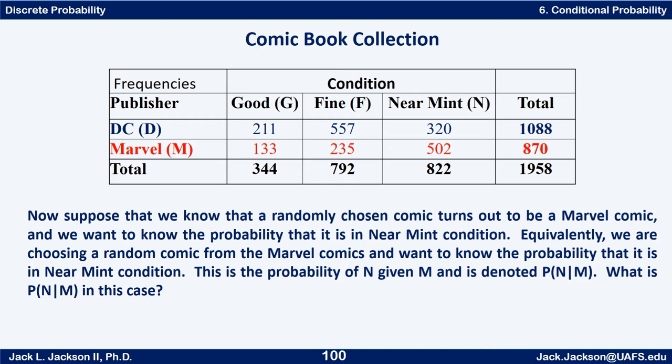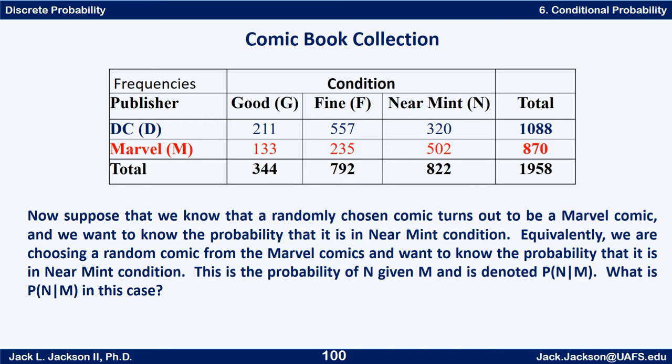Or equivalently, if we're choosing a random comic just from the Marvel comics, what's the probability that it's in near mint condition? This is the probability that it's in near mint given that it's a Marvel comic, or with our abbreviation letters, the probability of N given M. M is the thing we know. The vertical line means such that or given that. So what's the probability that it's near mint given that we know it's a Marvel comic? See if you can figure that out.